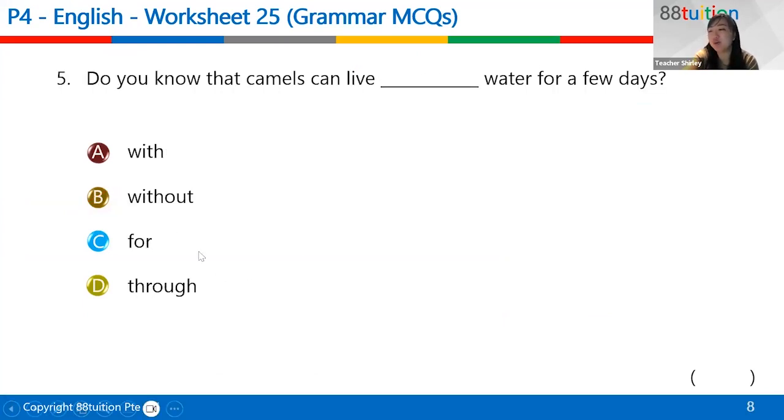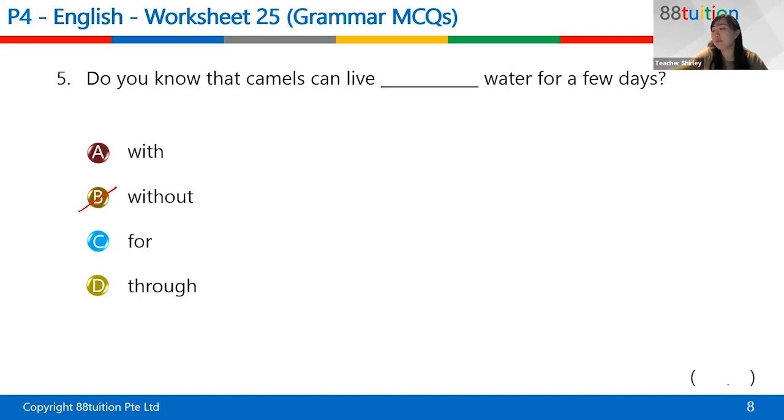Do you know that camels can live without water for a few days? This is not a question tag. This one is basically choosing the most suitable word. Yeah, okay. Grace. B. Yeah, well done.